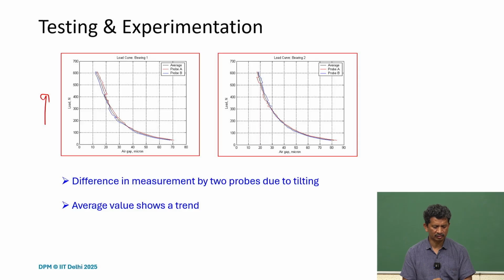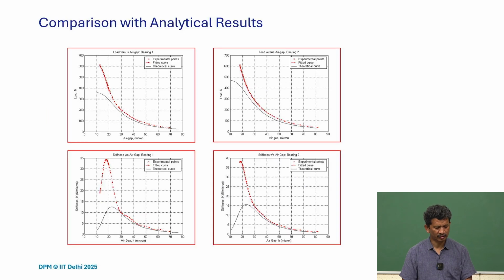And we also change it, and if we look at the average value, we can see that there is a clear trend. It shows a behavior of load versus air gap. So very nice. We did it, and then we also tried to superimpose the analytical results. Then we also tried to find a stiffness plot. A stiffness plot may not be easy, so we have to do some kind of curve fitting, and then take the differentiation, and then we can plot it.